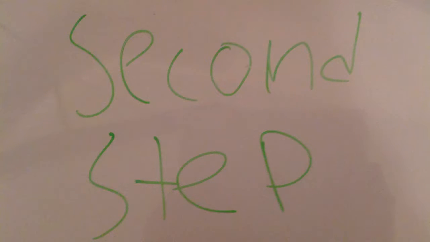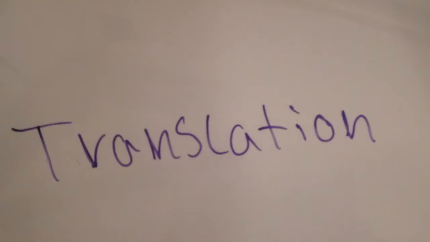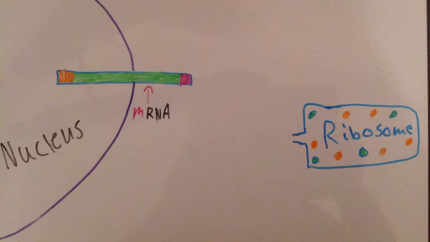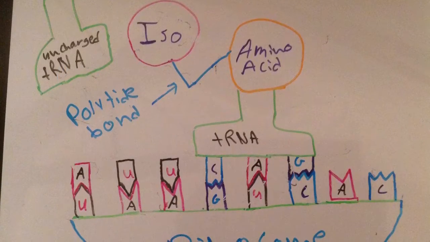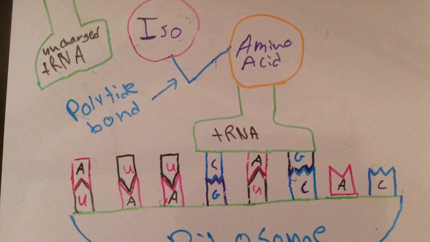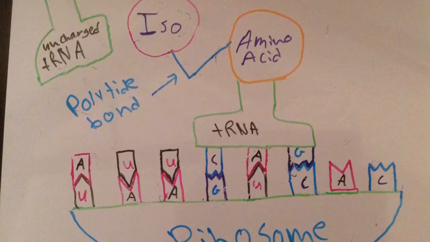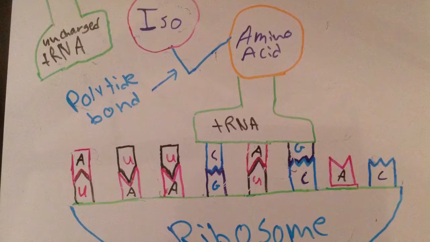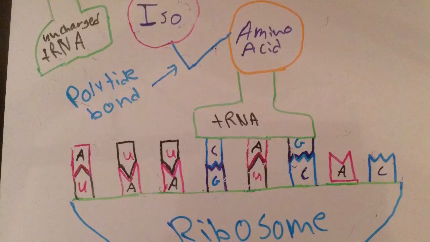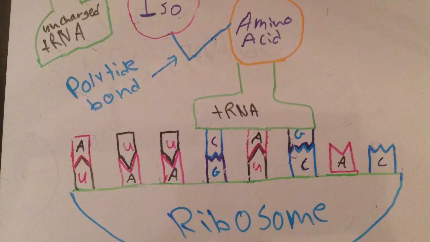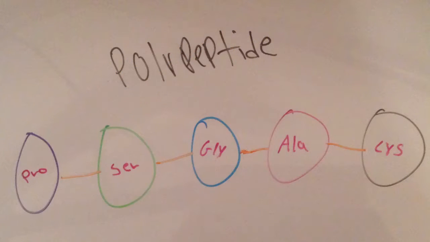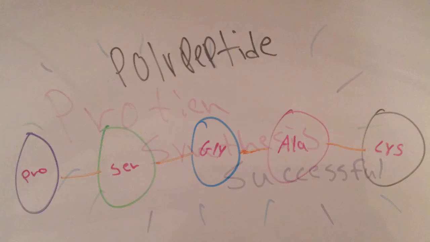We can start the second step, or translation. mRNA leaves the nucleus and goes to the ribosome, or rRNA. In this process, tRNA transfers nucleobases into the mRNA with an amino acid. This amino acid bonds with the other amino acid with a peptide bond. The process keeps going until a stop codon stops the process. When translation is finished, we now have a chain of amino acids bonded together. This makes a polypeptide, or a protein.